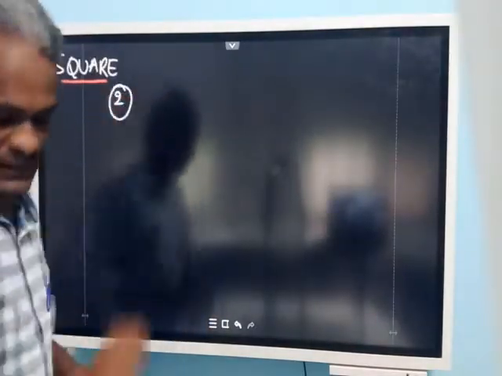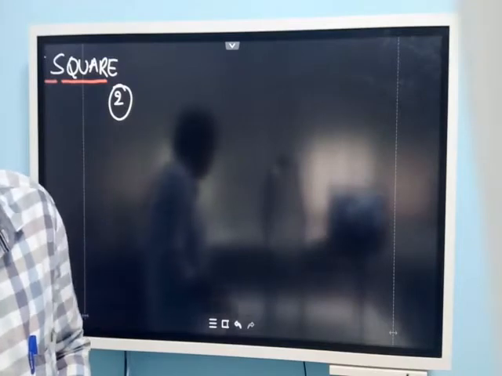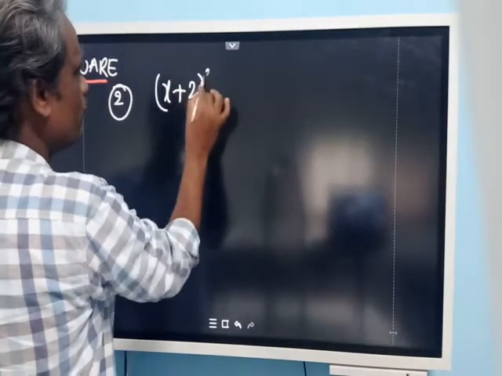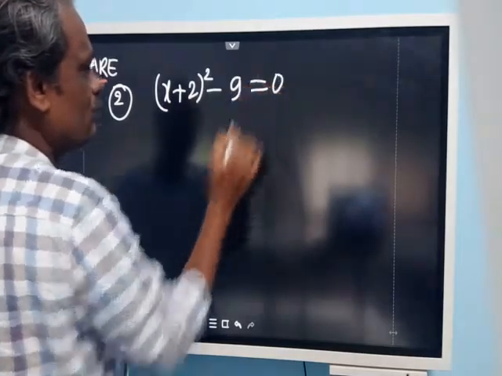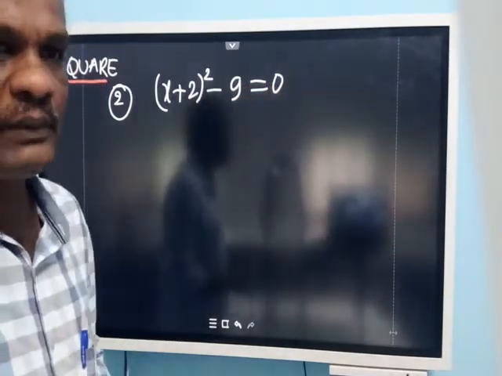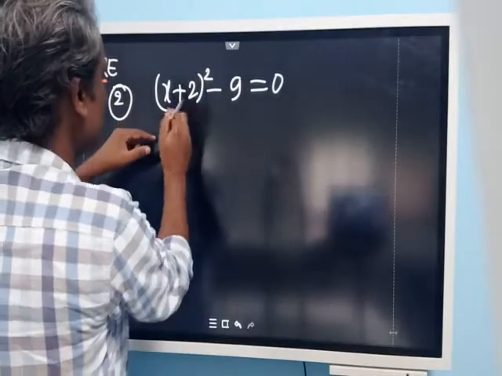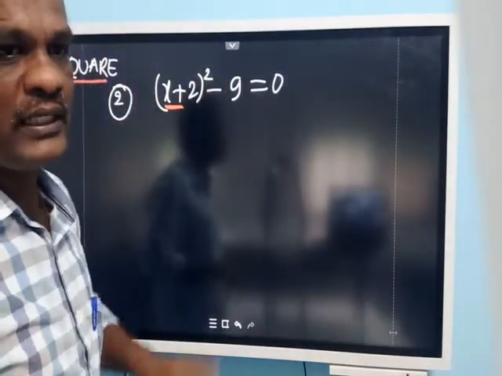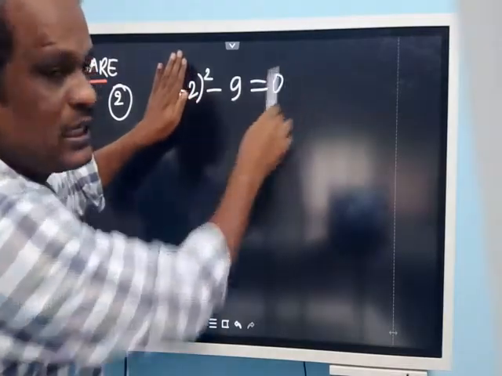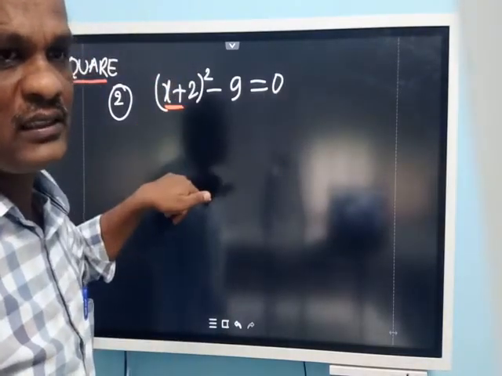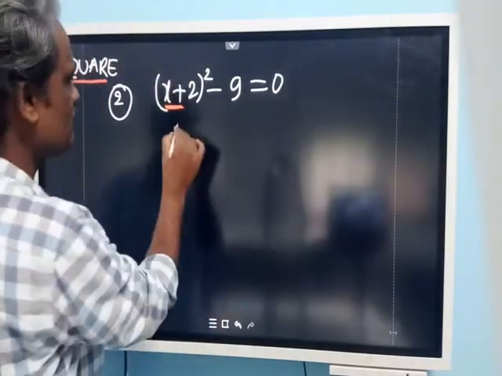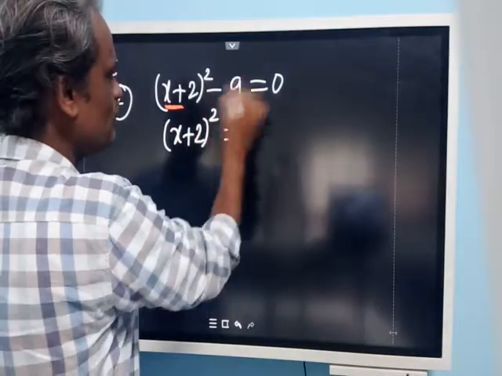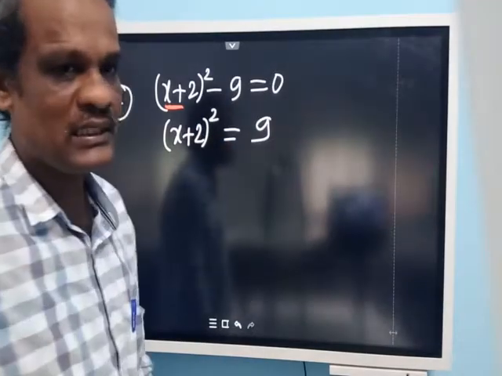Example 2. Look at this example: x plus 2 whole square minus 9 is equal to 0. Again, look at the variable x. This x is inside the square, and you are not finding it anywhere else. This is also very easy to simplify. I will keep x plus 2 whole square as it is and transfer minus 9 to the right side. It becomes plus 9.